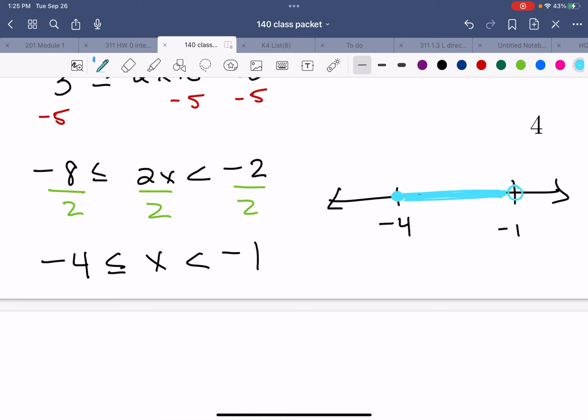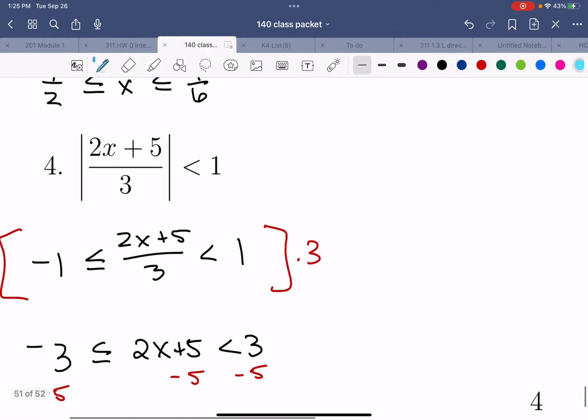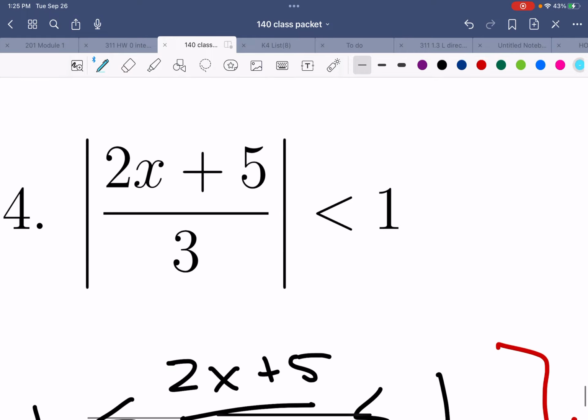Okay. Now let's try to check some number in here. What if we check, I don't know, negative 2? If we go up here and check negative 2, negative 2 times 2 is negative 4. Negative 4 plus 5 is positive 1. 1 over 3 is 1/3. Absolute value of 1/3 is positive 1/3, and that is less than or equal to 1. Okay, so it does work.